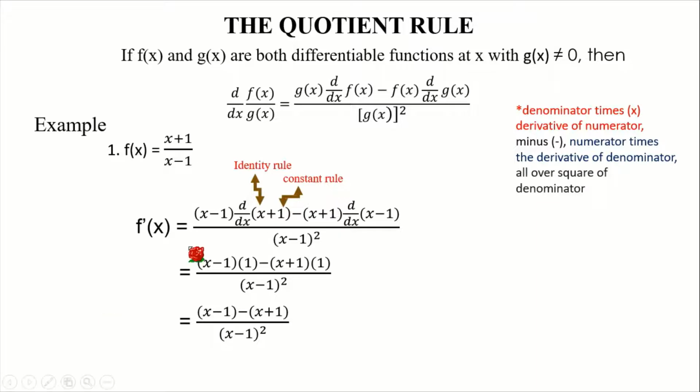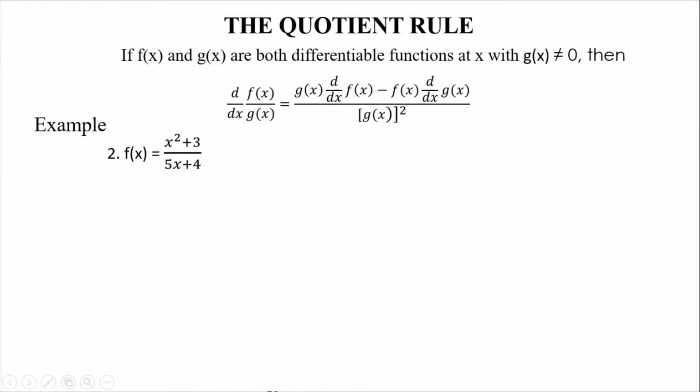Okay, then, multiply natin x times 1, that is x, negative 1 times 1, that is negative 1. So, x times 1, that is x, and 1 times 1, that is 1. Okay? Track na natin yung dalawang ito. So, x minus x, that is 0, and negative 1 minus positive 1, that is negative 2. Subtraction of integers. Negative 2 all over the square of x minus 1. So, therefore, yung derivative ng function na ito ay negative 2 all over the square of x minus 1.